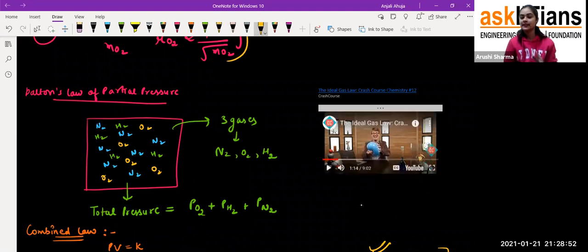So he is explaining exactly what we have studied in Boyle's law, obviously, that when the pressure increases, volume decreases.